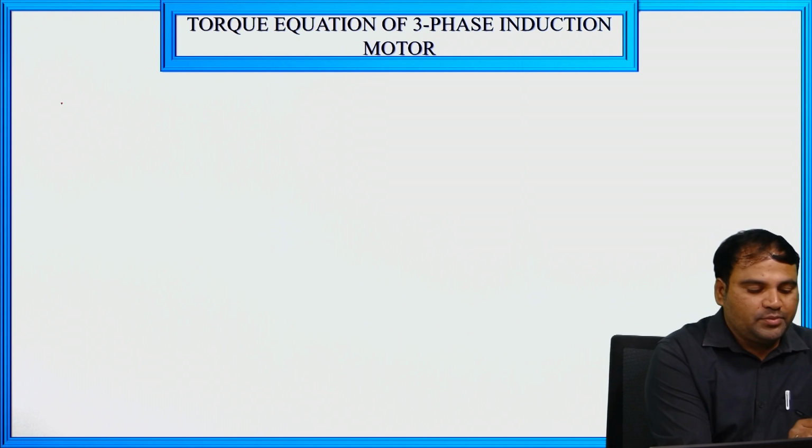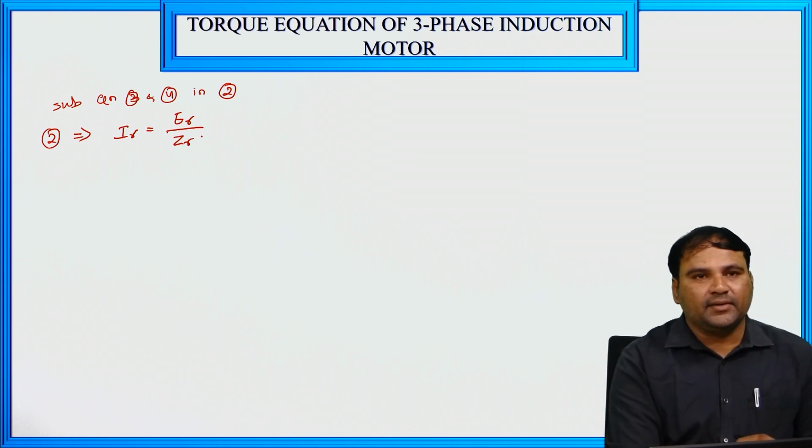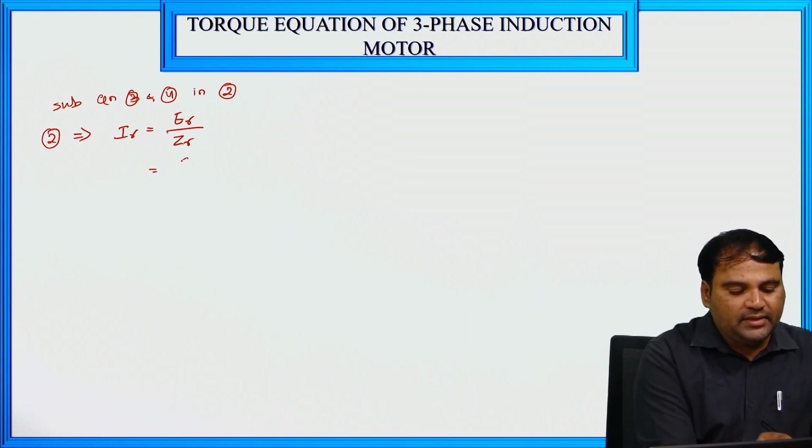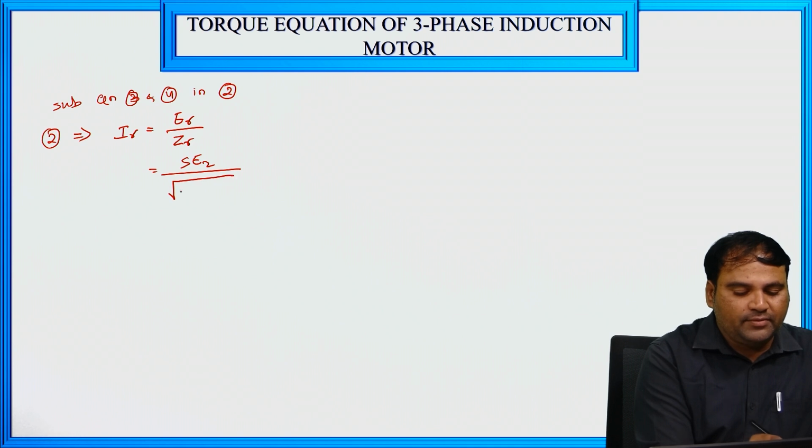So here, substitute equation 3 and 4 in 2. The second equation: rotor current is equal to rotor EMF divided by rotor impedance ZR. The rotor EMF is S into E2, divided by the rotor impedance. The rotor impedance is under root of R2 square plus S into X2 whole square.